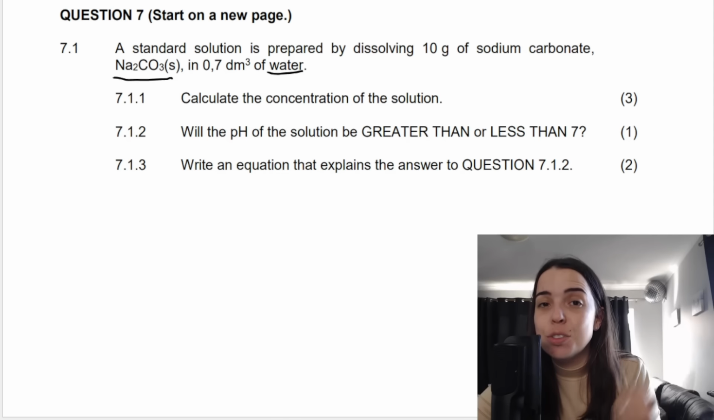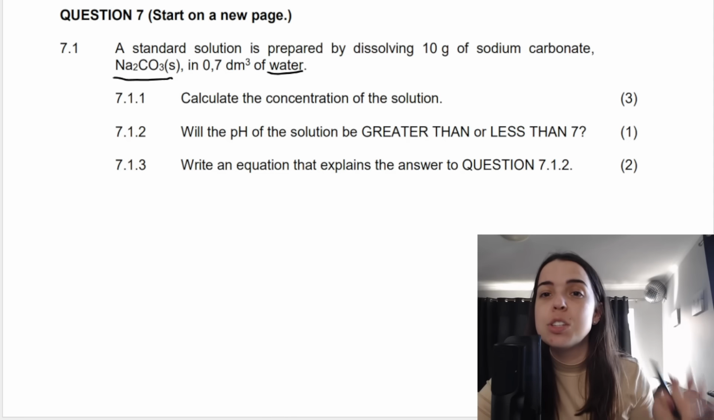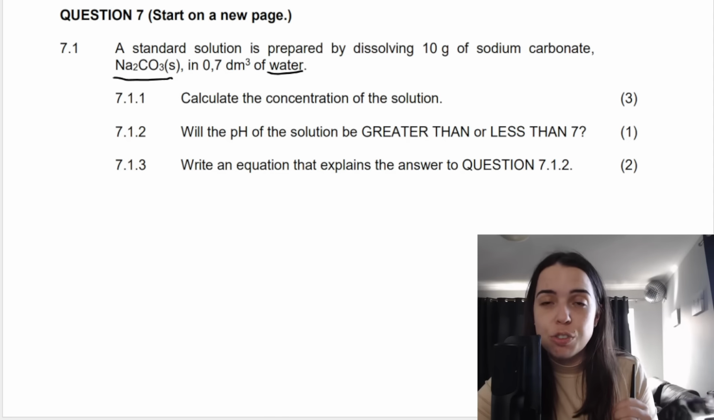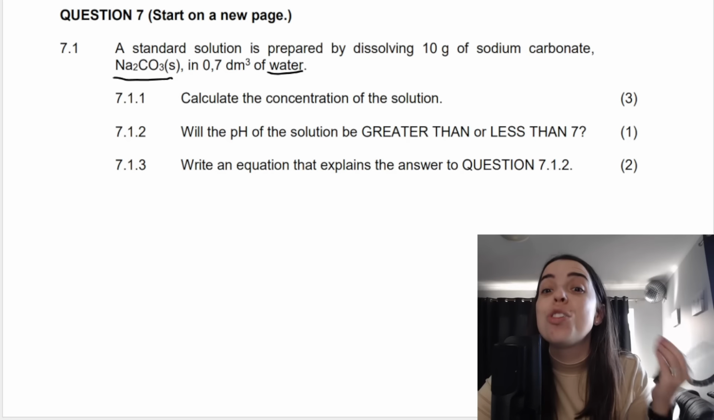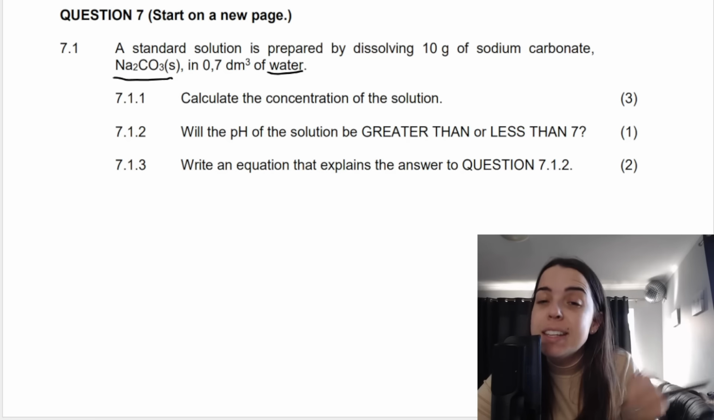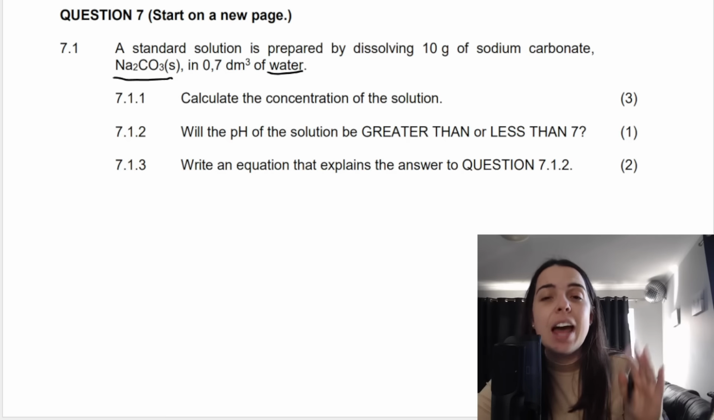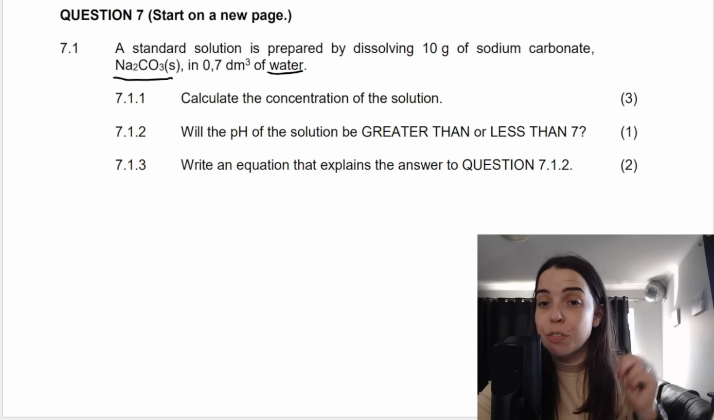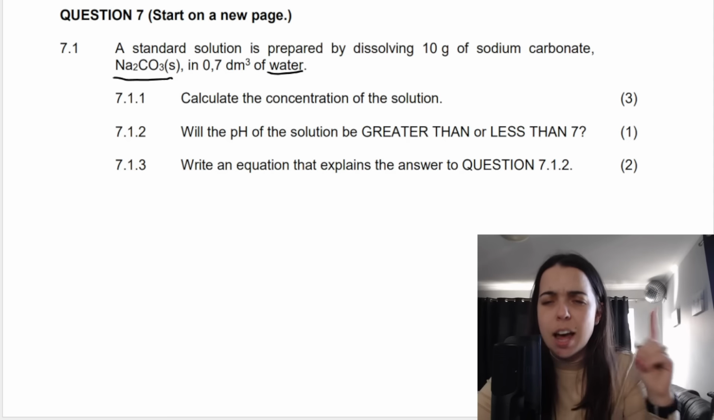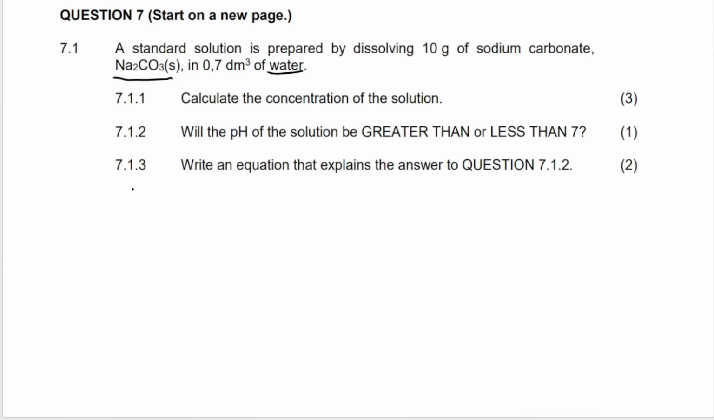So hydrolysis is the reaction of a salt. In this case, sodium carbonate is my salt. It's a reaction of that salt with water. And when we test the pH of that final solution, it'll either be greater than 7 or less than 7. And there is a way to determine this. You need to focus on working out the hydrolysis. How does this work? So you look at the salt, Na2CO3. This is how I teach it at least.